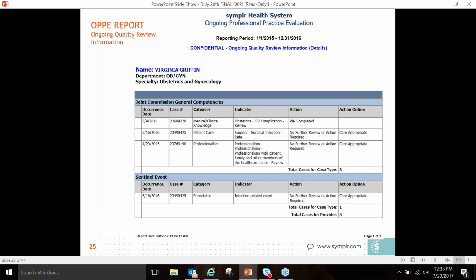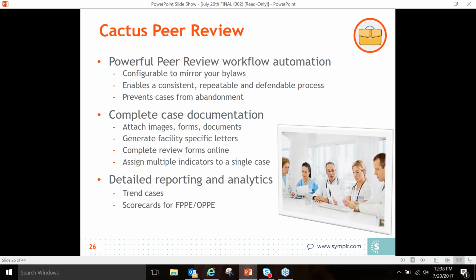So with symplr, we have 3 quality products. We have the PPR, which is your OPPE report, which is what we're looking at now. We also have the peer review application or product where we can trend and track these things in a workflow process. And we can choose, I think there's about 500 or 600 indicators in there already. And you can click on drop downs and just choose those. I'll show you in just a minute. We have a slide for that, but I can pull in that data here if I want to in this OPPE report.